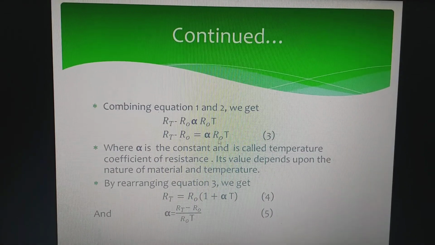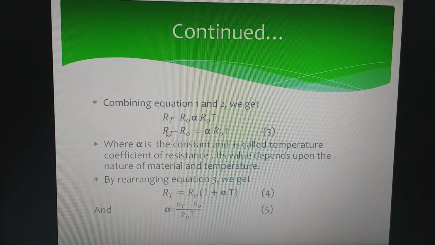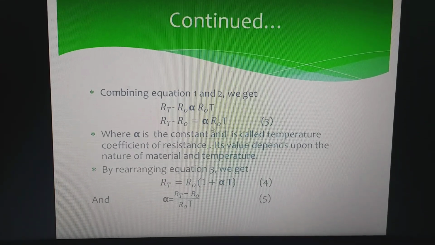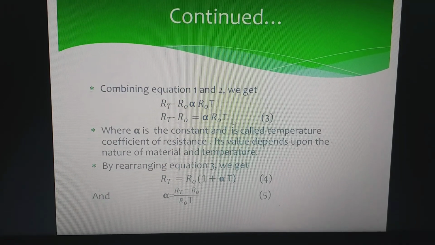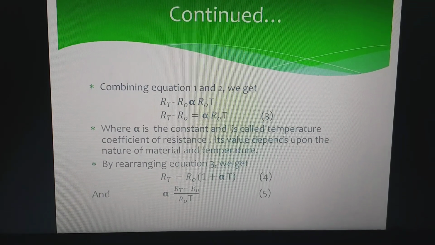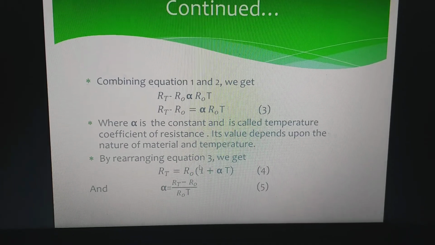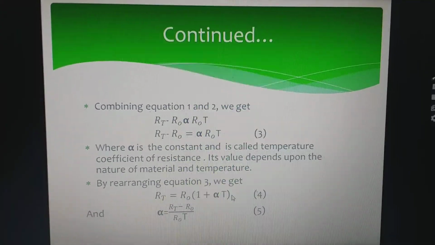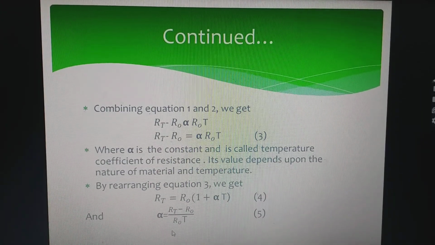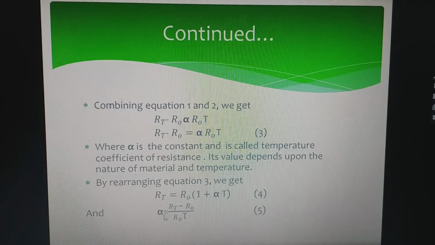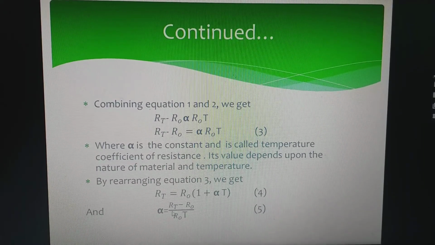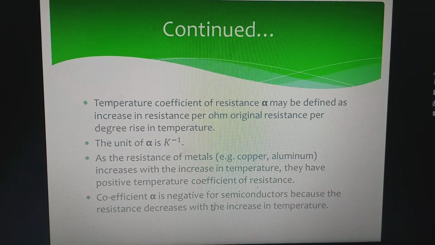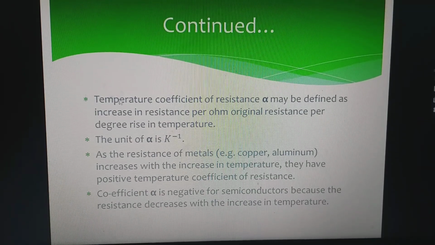By rearranging equation number 3, we solve for RT. We shift this minus R naught to the other side. So what comes? Alpha R naught T plus R naught. Alright, then we take R naught common. What would be left inside? 1 plus alpha into T. Let it be equation number 4. Now we solve for the coefficient of resistance, that is alpha. Alpha is equal to RT minus R naught over R naught into T. Let me call this equation number 5.